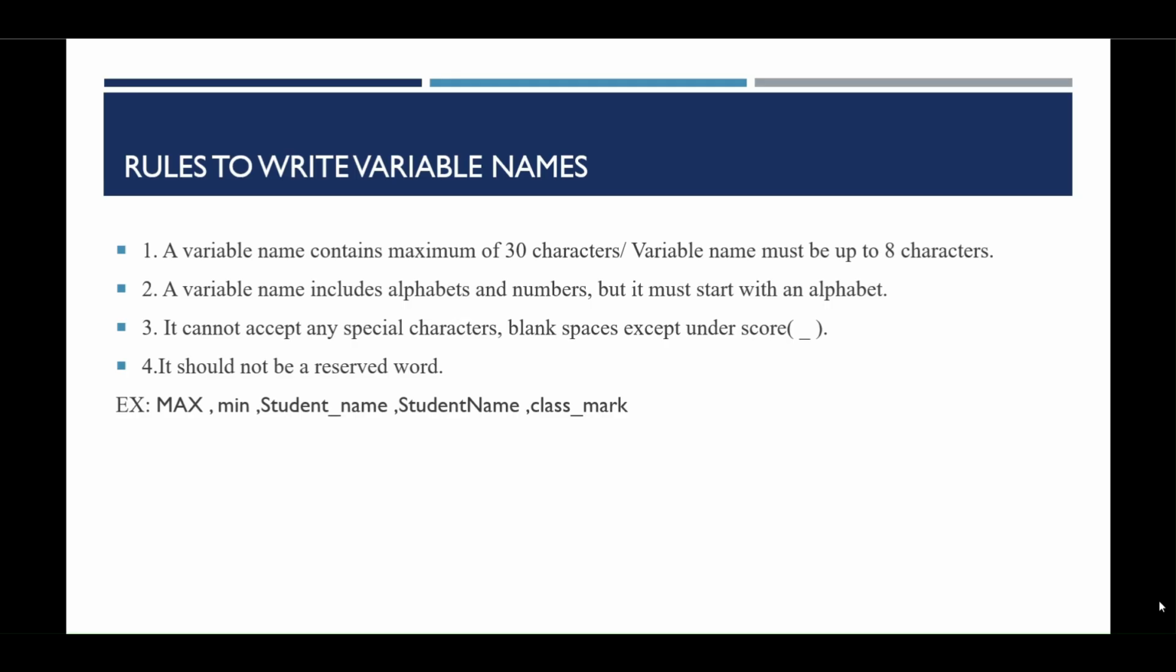So the first one is a variable name contains a maximum of 30 characters. So it does not exceed 30 characters. Then a variable name includes alphabets and numbers, but it must start with an alphabet. When you are writing a variable, it should start with an alphabet.